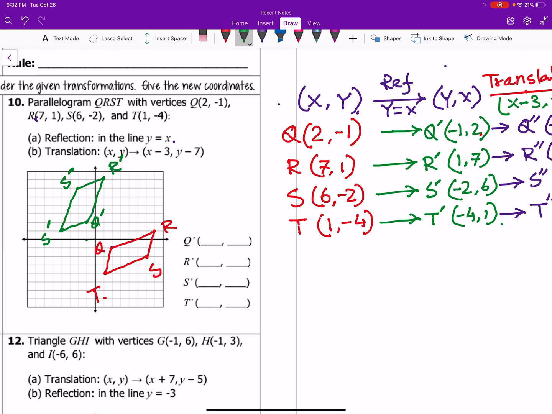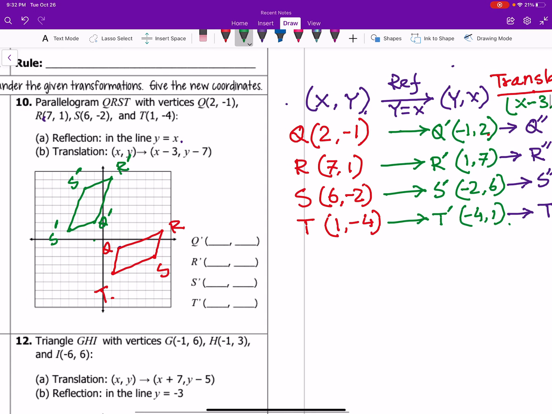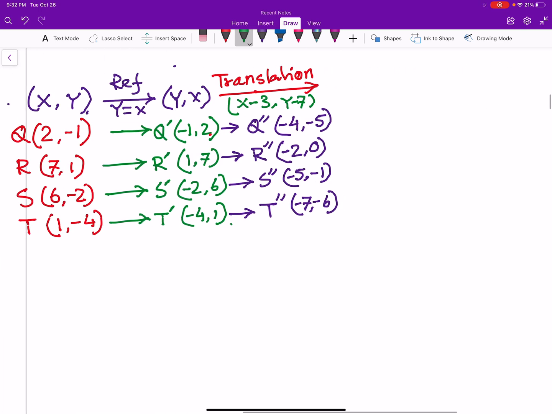Okay, so now I want to translate that. They ask for the translation x minus 3 and y minus 7. So what I do, I just add negative 3 to x and negative 7 to y. So negative 1 with negative 3 gives me negative 4. And once I add negative 7 to 2, I get negative 5. And then with the next one, 1 with negative 3 gives me negative 2. With 7, negative 7 gives me 0. So my R double prime is negative 2 and 0.